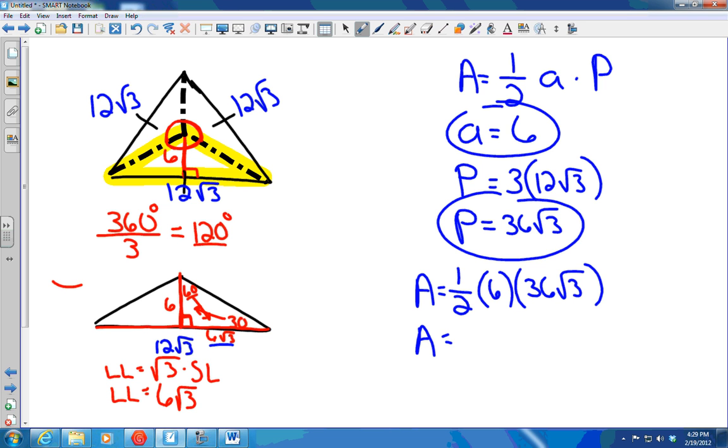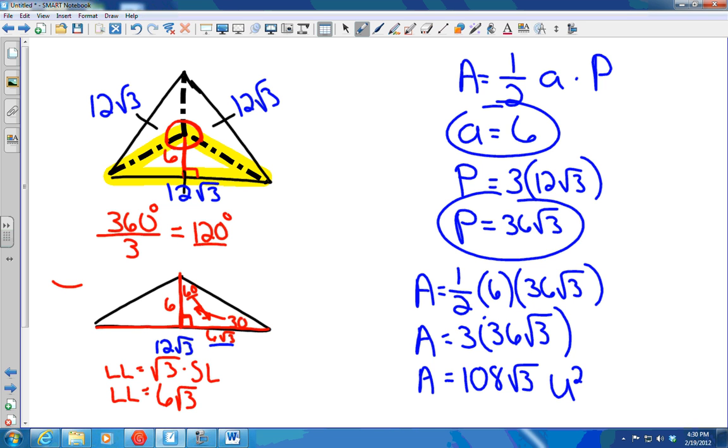1/2 of 6 is 3. And 3 times 36. 3 times 36 is 108 times the square root of 3. And that would be whatever the units are, units squared, inches squared, feet squared, whatever the units are. We didn't use a specific unit here.